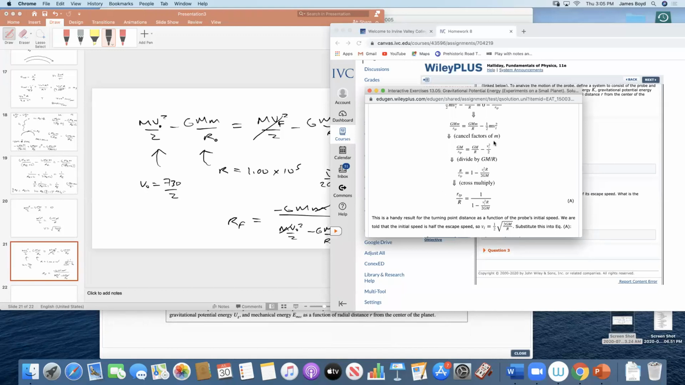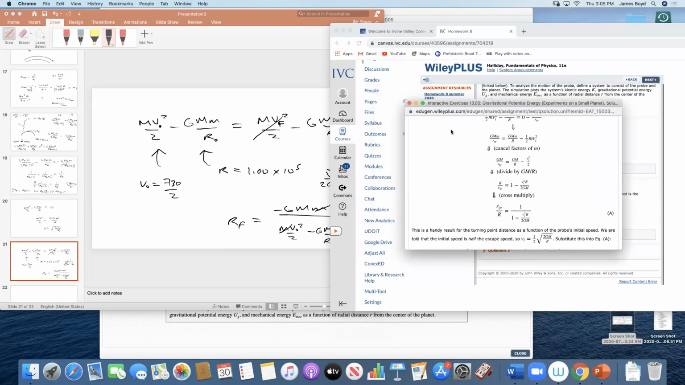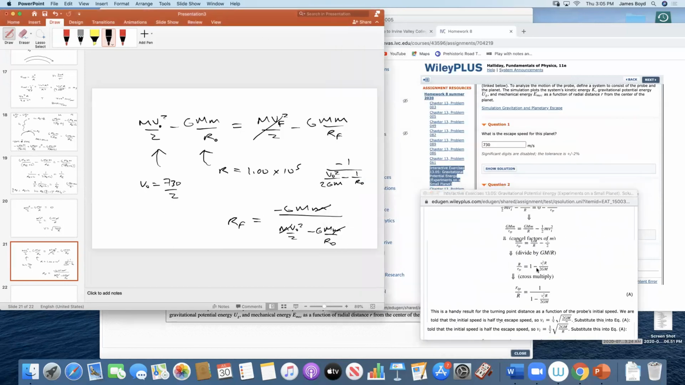So I got GMM. Yeah, that part's. Oh, this is our final. So yeah, they multiplied through by a negative sign. Sorry, I guess I should really do this. They multiplied through by a negative sign here, which is just this answer if you multiply through by a negative sign. And then they canceled factors of m, and then they did this, and that gave them this.